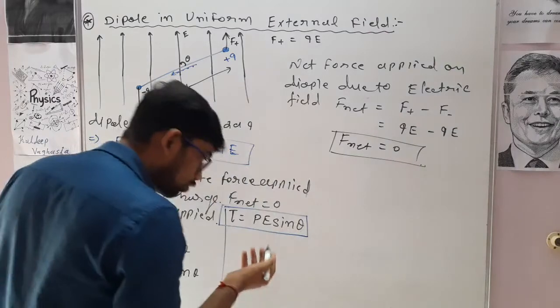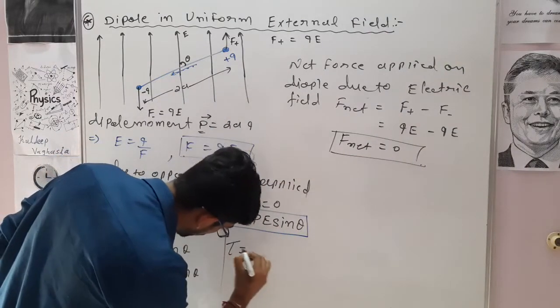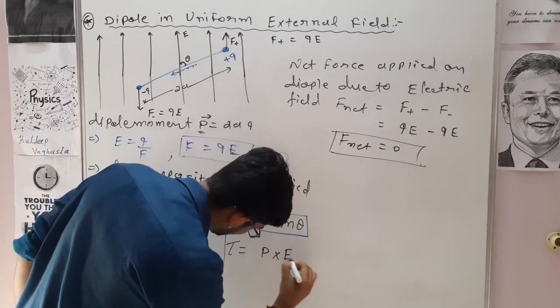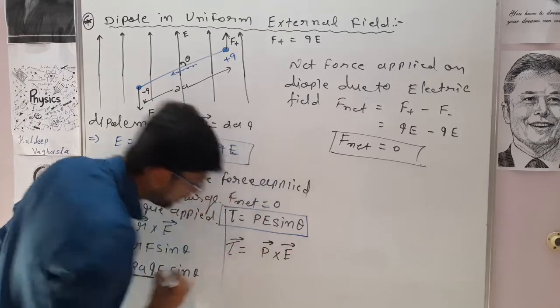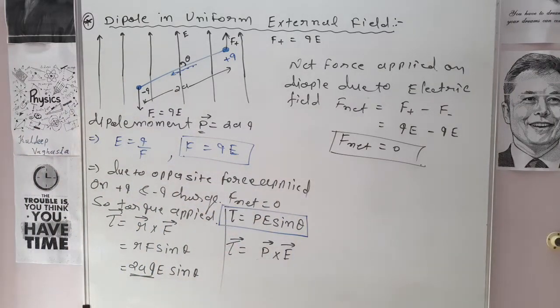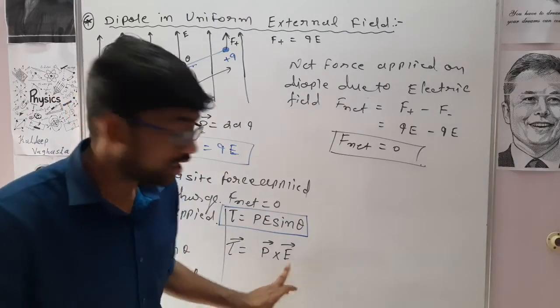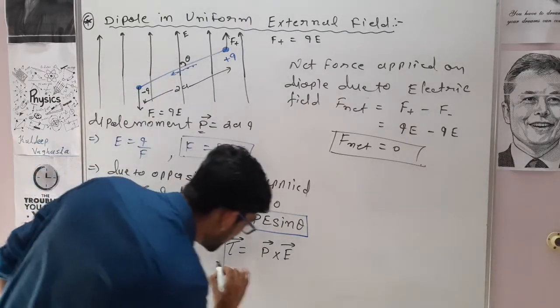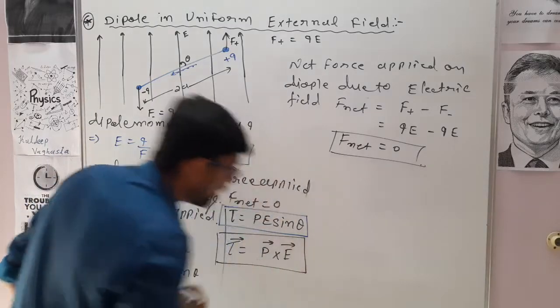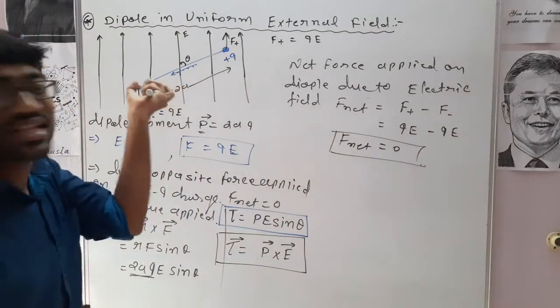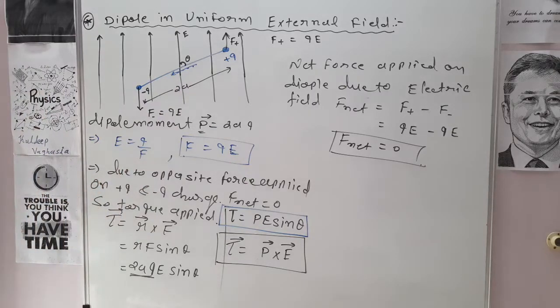So if you want to write the vector form, then you can write torque is equal to P cross E, because torque is a vector quantity, P is also a vector quantity, dipole moment is also a vector quantity, electric field is also a vector quantity. So torque is equal to PE sin theta. This is also the equation of torque applied when we put a dipole in an external electric field. Done. It is a very important question for numericals and also asked in MCQs.